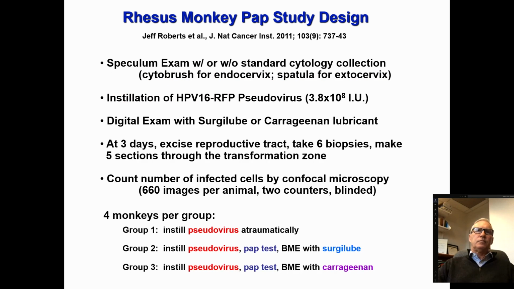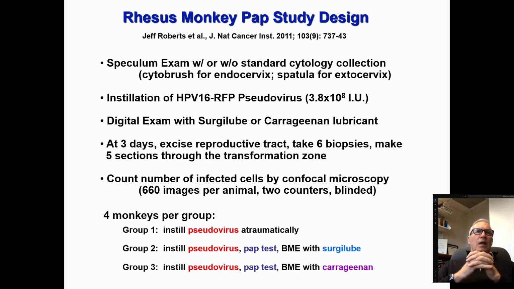Next slide. So this is a study that was done several years ago here. It's listed there by Jeff Roberts. And I would emphasize that he had completed his residency in OBGYN, so could collect a Pap smear in the monkeys just like he did in women. And so this involved a speculum exam, either with or without cytology collection. And we used a standard cytobrush for endocervical collection of cells and a spatula for ectocervix. And then after doing that, we instilled HPV-16 pseudoviruses that express the red fluorescent protein so we could monitor infection events as individual infected cells.